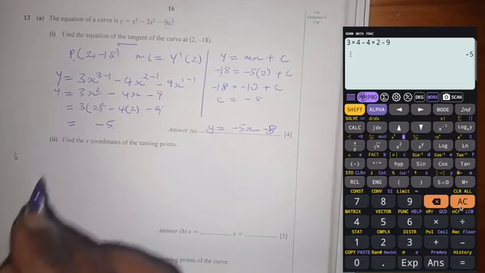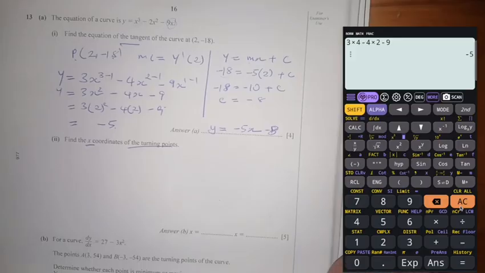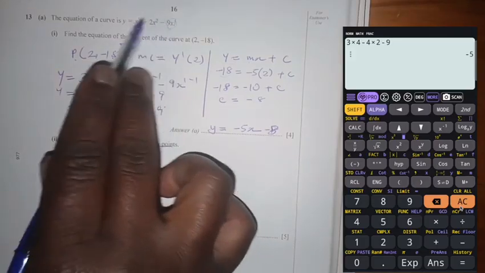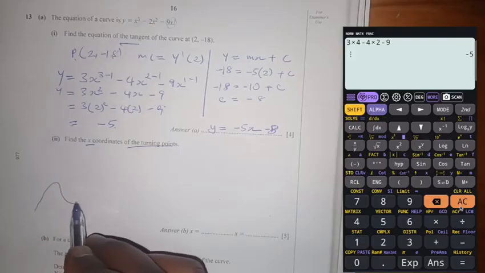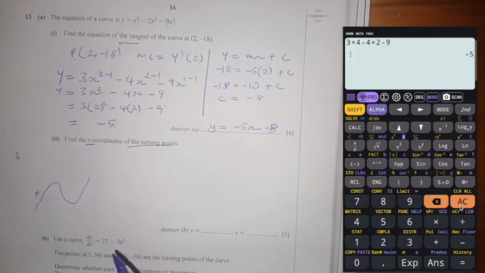Next question. Find the x coordinates of the turning points. 5 good marks. So to find the x values at the turning points, you need to equate the first derivative to 0. Why? That's where the graph is neither increasing nor decreasing. So that's where the graph has a gradient of 0. For example, the graph of this function is going to look something like this. So along this line, the gradient is positive.